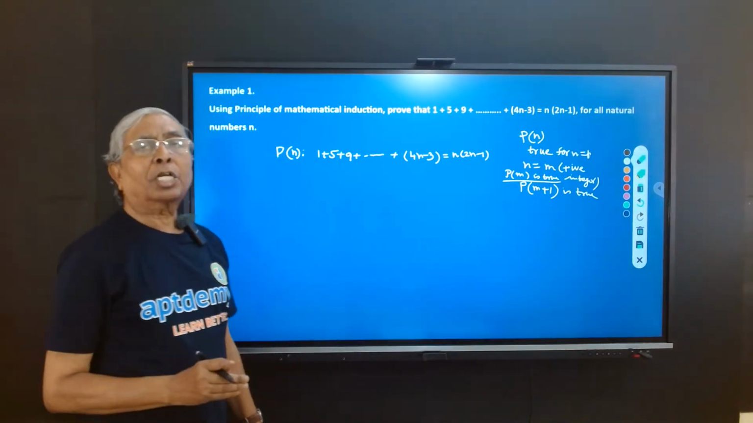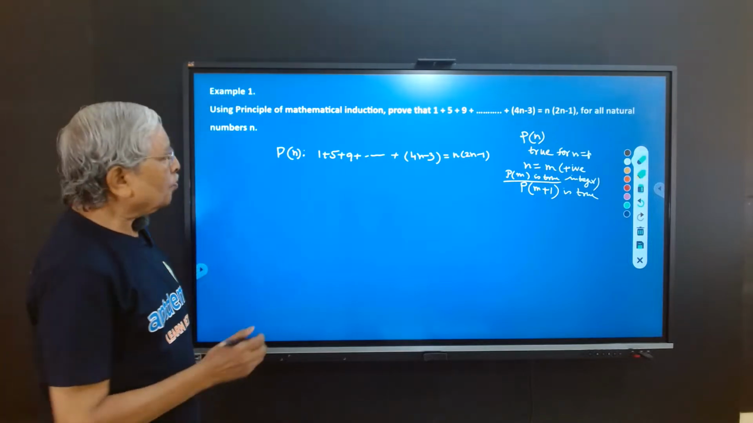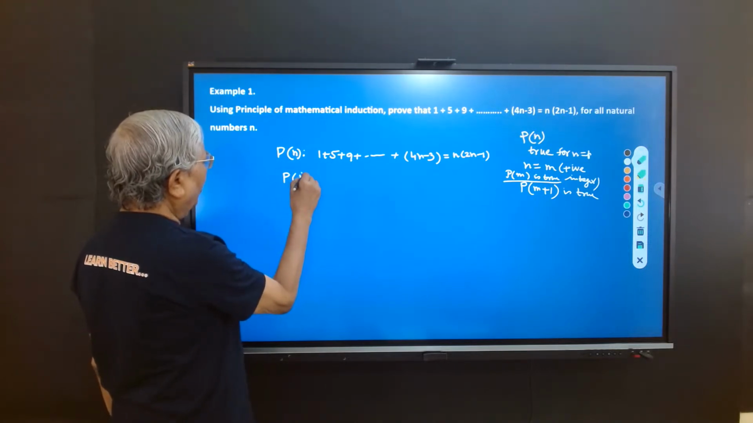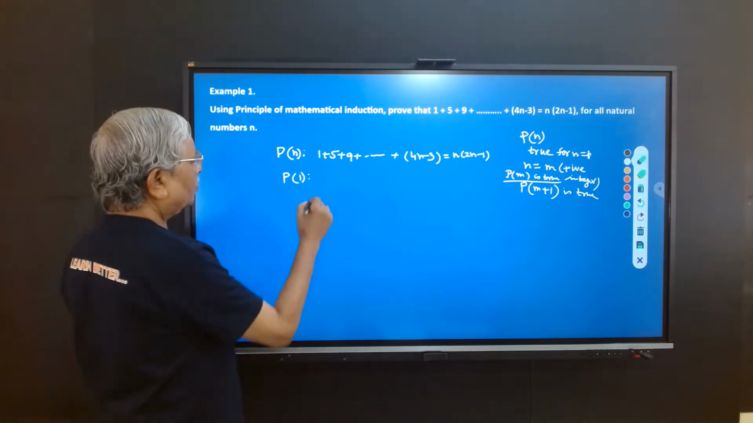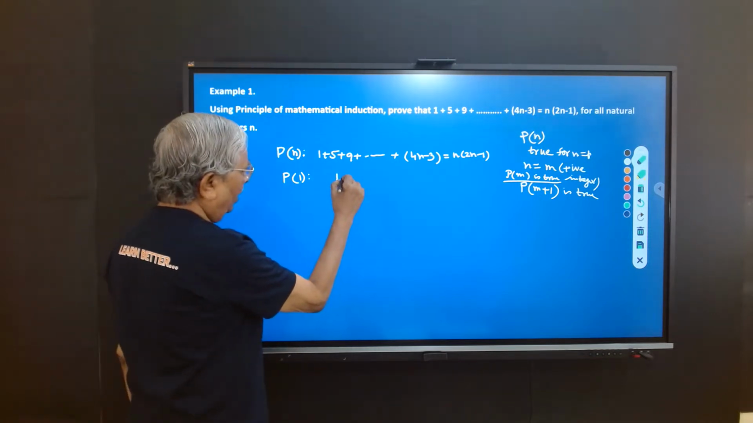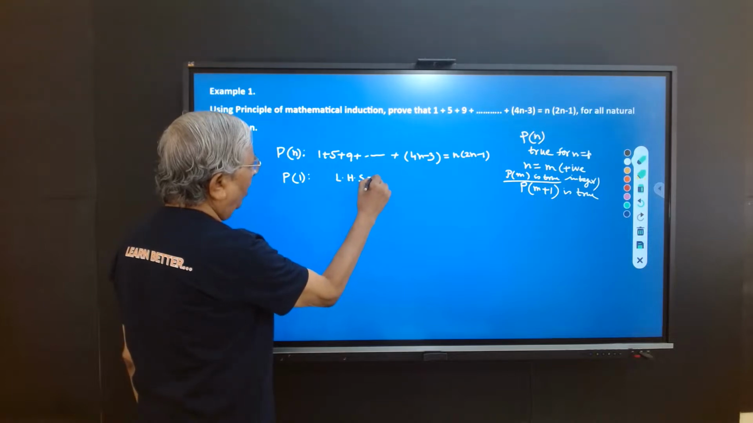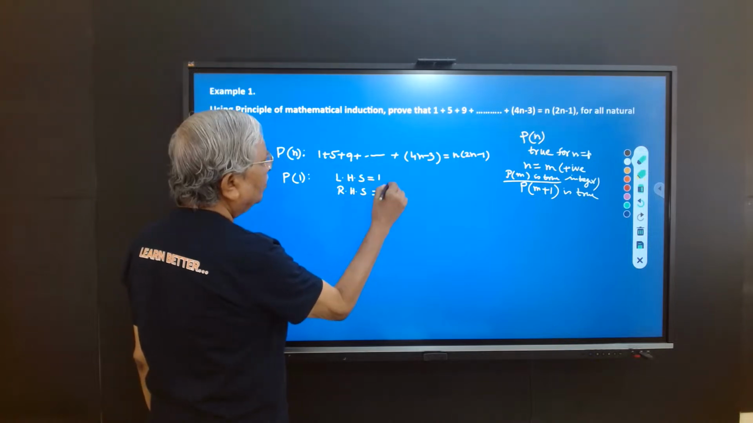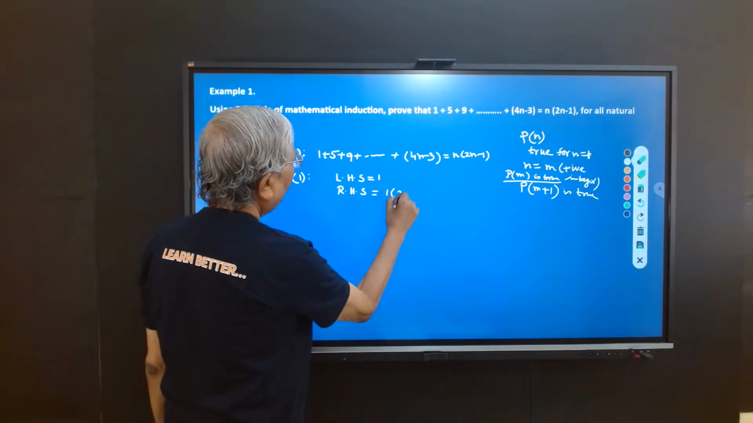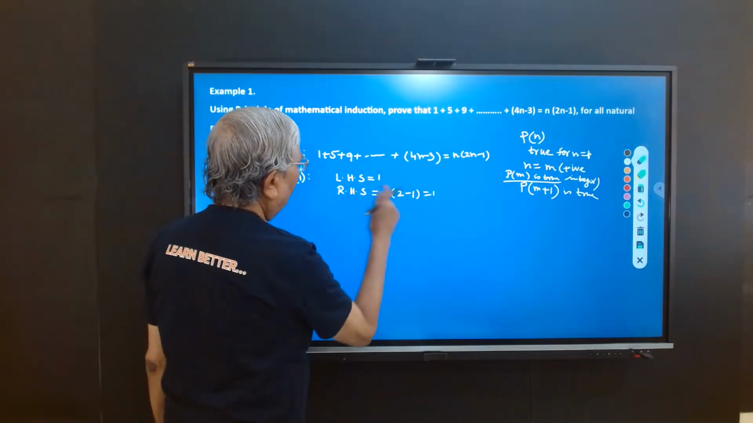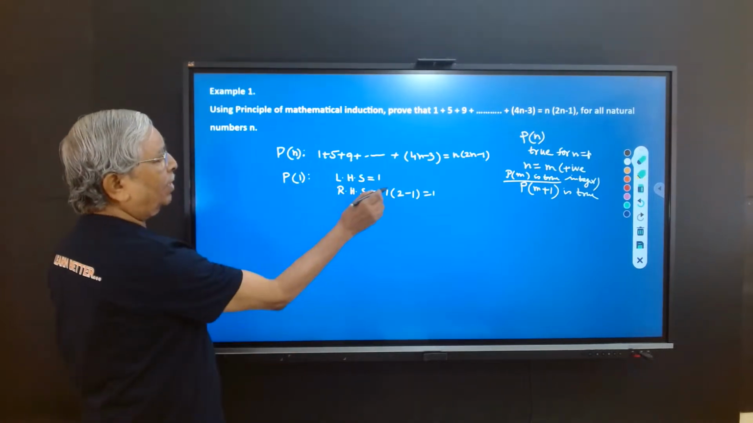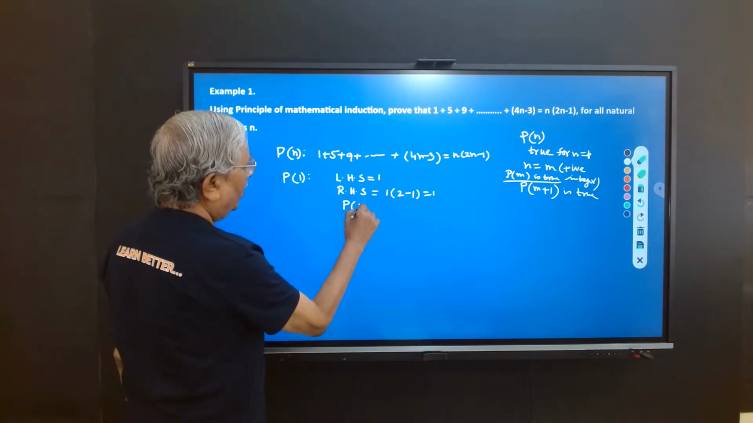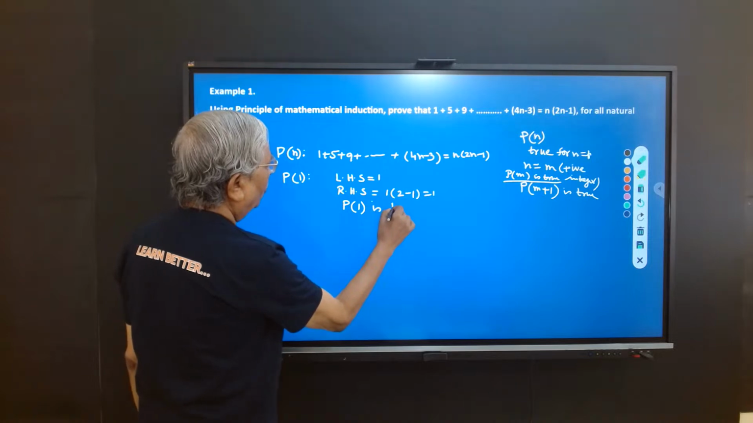First you have to show that the statement is true for n equals 1. So if n equals 1, then what is our P1? For P1, the left hand side equals 1. What is the right hand side? When n equals 1, the right side is 1 into 2 minus 1, that is 1. So the left hand side equals the right hand side. So we can write that P1 is true.